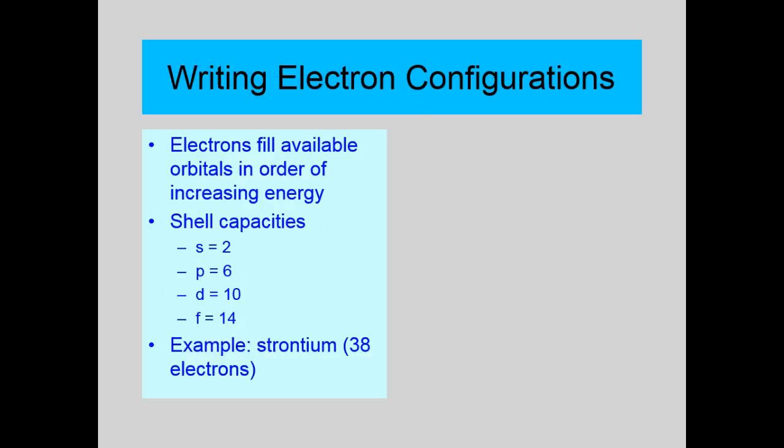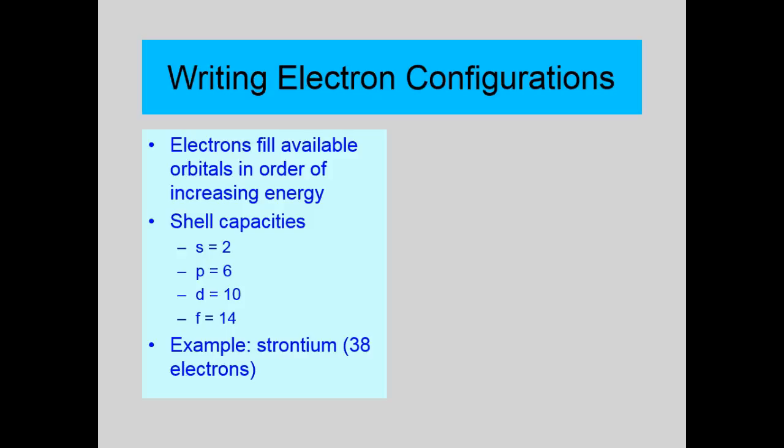Now, how do these shells get filled up? So the electrons, when you're writing these, the electrons fill available orbitals in increasing energy. And the energies don't quite follow the same way you probably would expect them to. And that's why the periodic table has those little dips and dives in them. Okay? And we'll talk about that.